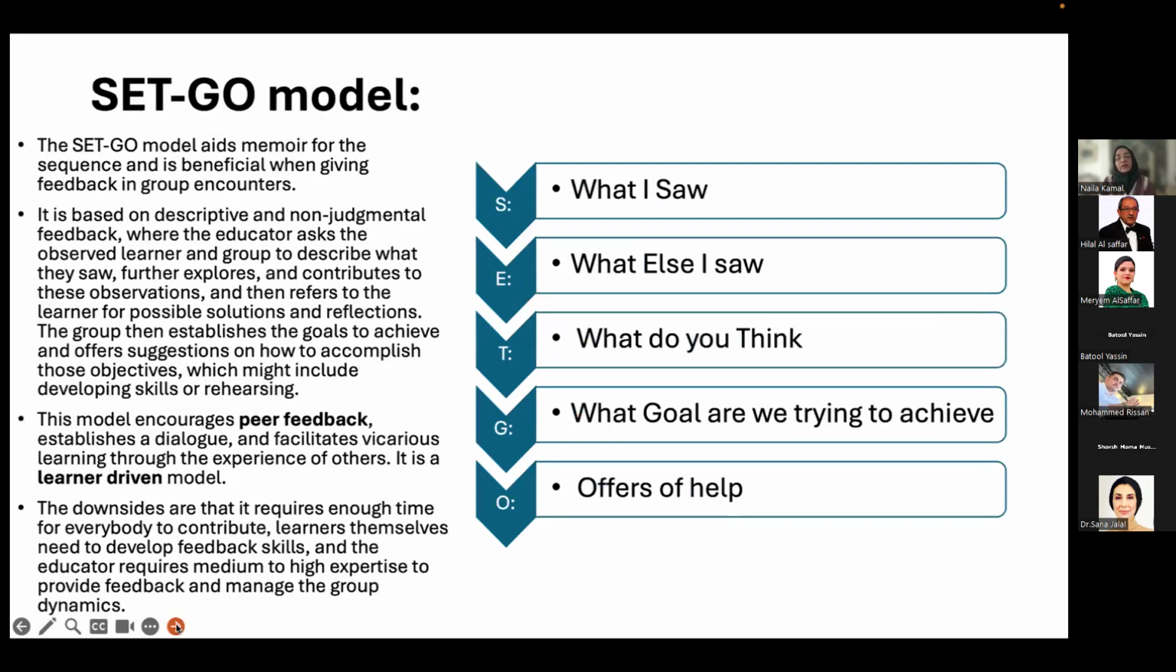So the next model is the SET-GO model, and SET-GO is best done in a group setting. So let's say you're doing a small group teaching scenario, and you ask either one individual, or you can do it as a group dynamic. What did you see, or what I saw? So the learner says, this is what I saw. Then you ask, what else did you see? This is what I saw along with what I saw. And then you ask them, what did you think?